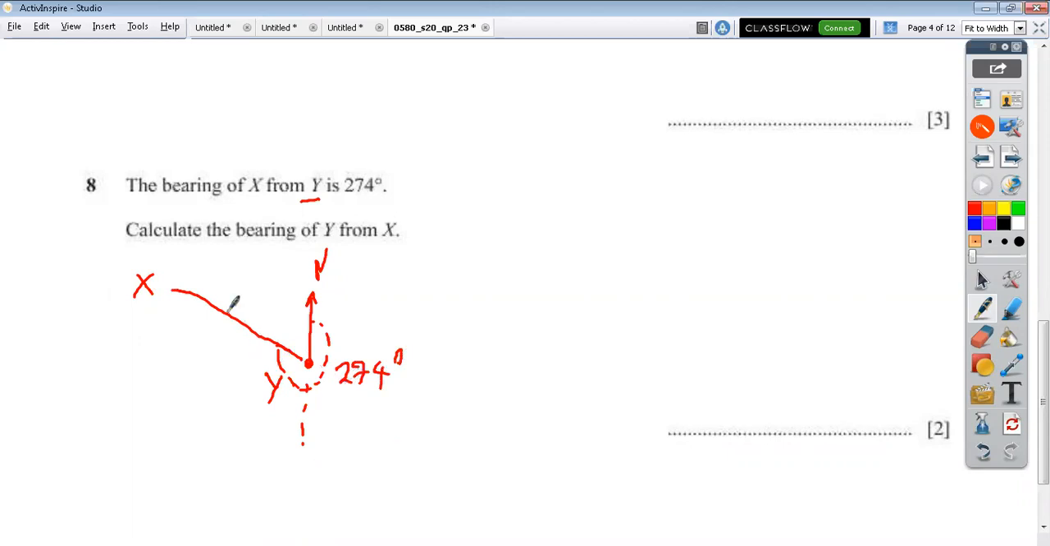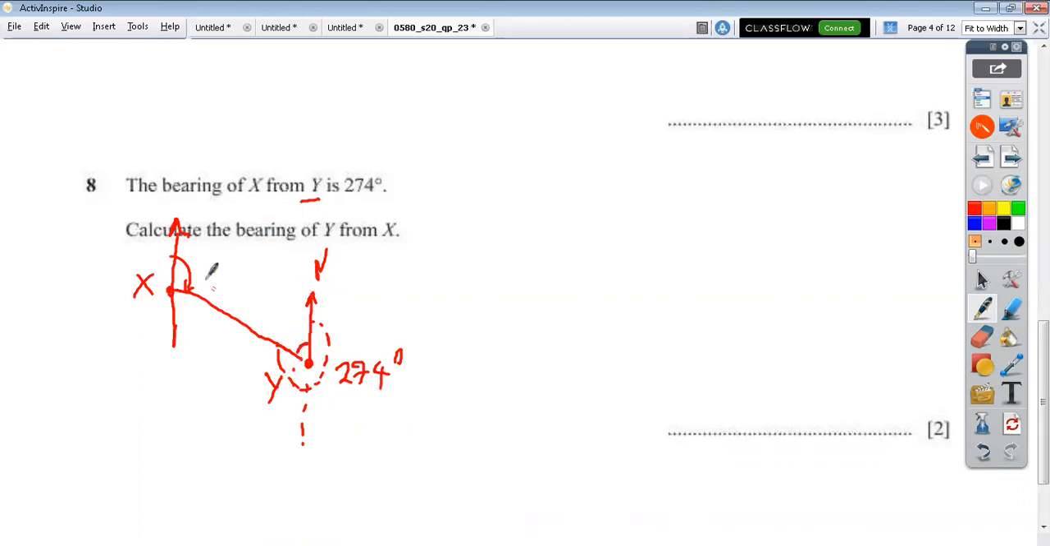Now they're saying the bearing of y from x. So look at this. Now I'm standing at this, this is my north. That's how easy that is. So now I'm simply moving all the way that angle. Remember we said this is 94. That's why I was asking you that. So what is this angle?